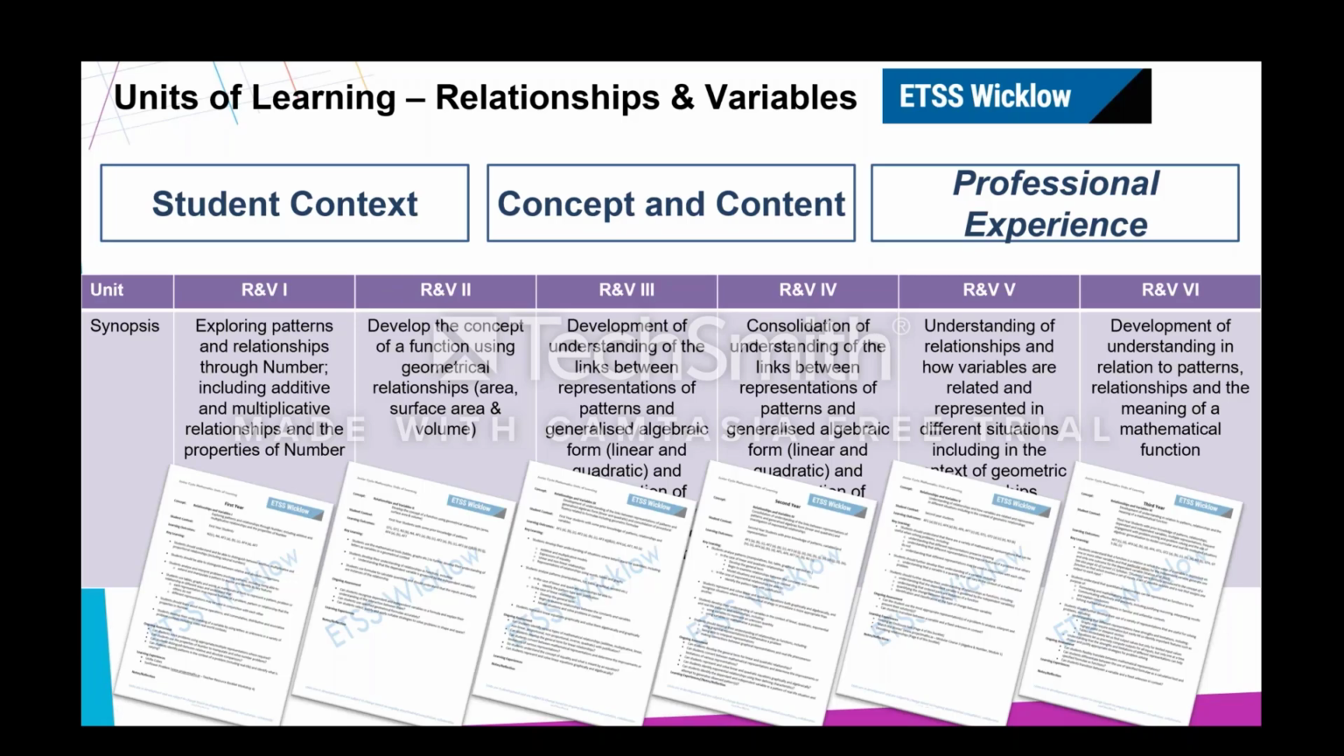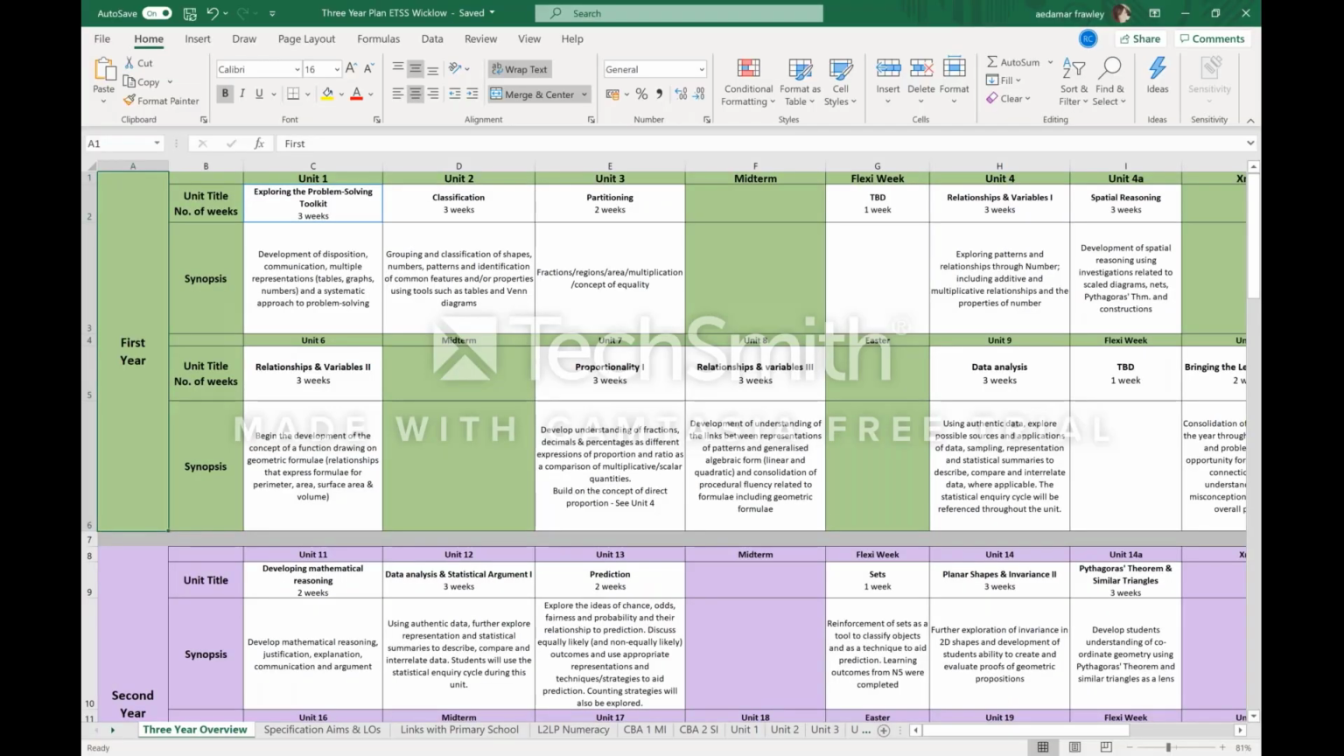So, John, from what I understand, there are 6 units, and you didn't just say randomly, I'm going to space them out this way. You were quite strategic in pushing between relationships and variables 1 and 2. You engaged in work on spatial reasoning, planar shapes, and invariance, and then you went back into more things on relationships and variables. So you had things going on in between units that you thought would support pushing that idea on further.